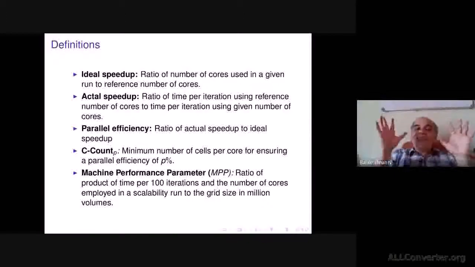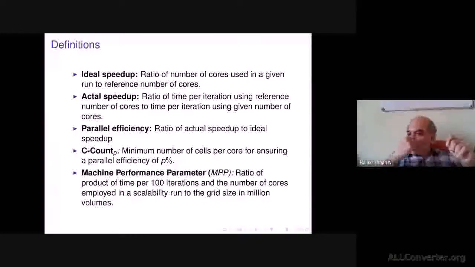The general expectation is that the actual speedup should be less than the ideal speedup. Why? Because when I am fragmenting the problem into a larger number of cores, you also have the communication coming into the picture. There will be certain latencies associated with this communication. We will show that, but the general expectation is that the actual speedup will be less than the ideal speedup. And thirdly, this defines what is called the parallel efficiency.